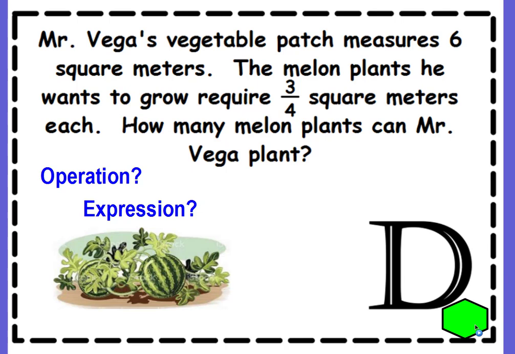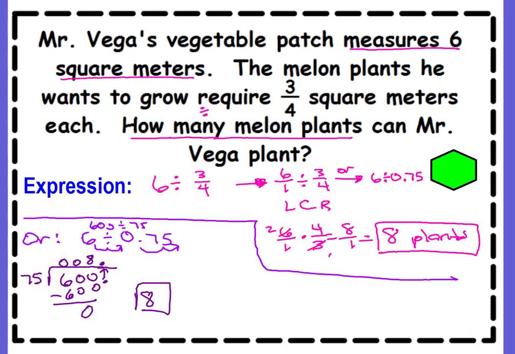Okay, the correct answer is 8. He can plant 8 melon plants. If you got the answer correct, awesome. Move on to problem E. If you didn't get the problem correct, then take a look at the work that's been shown. I've solved it 2 different ways for you. I've solved it using decimals, and I've solved it using fractions. So look at the method that you used, see if you can find your error. If you have questions, let your teacher know.